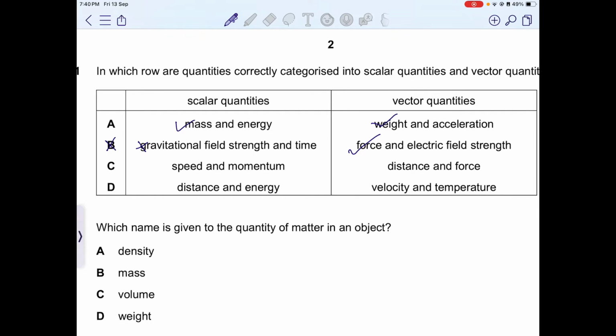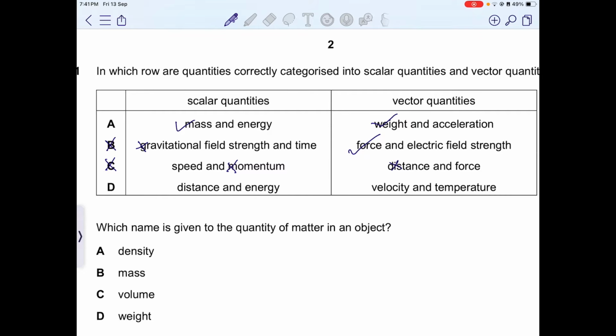Option C, for example, says speed and momentum. So speed is a scalar quantity, the vector is basically velocity. So speed is correct, but momentum no, because momentum involves velocity. So this momentum is wrong, and therefore option C would also be wrong. If you check the other side, it says distance and force. Distance is a scalar quantity. If you want a vector, that is displacement. So distance is wrong here. Force is again a vector quantity.